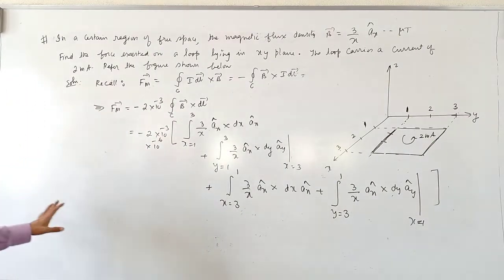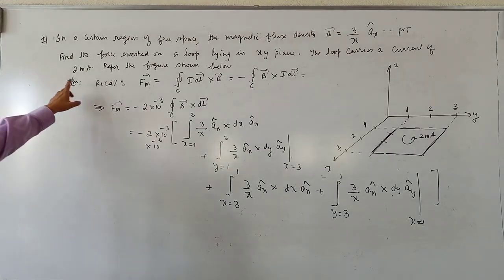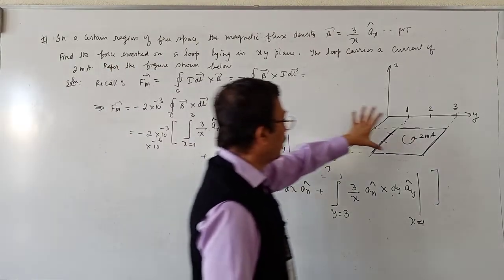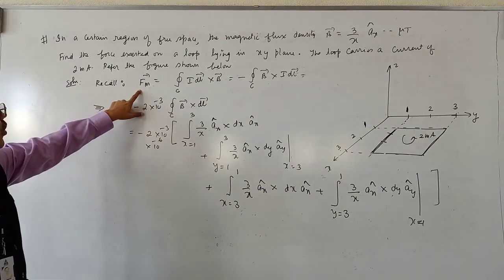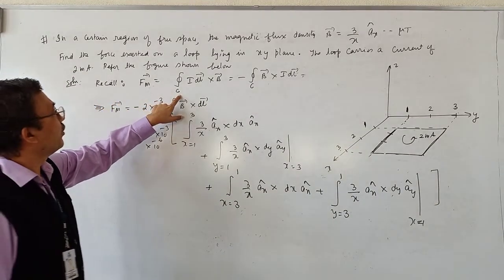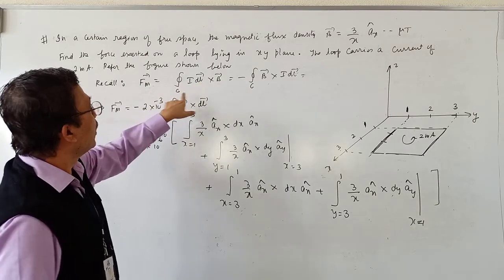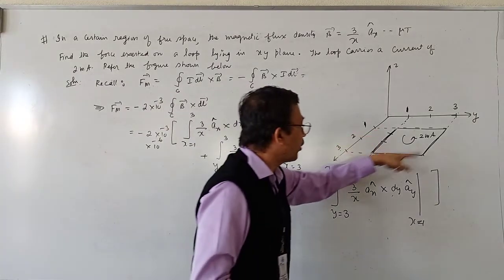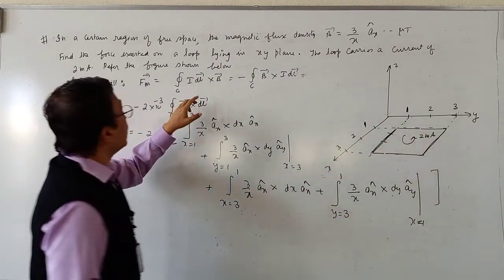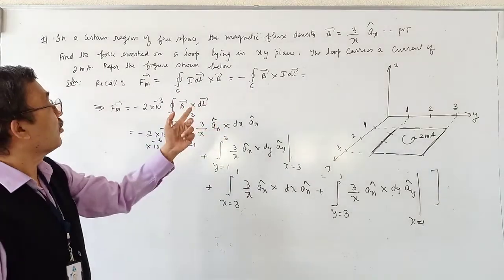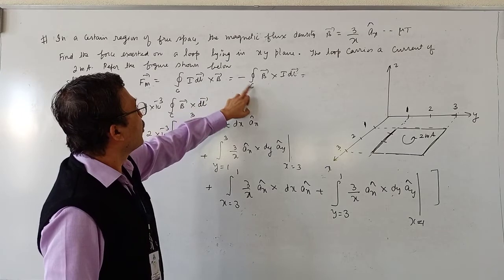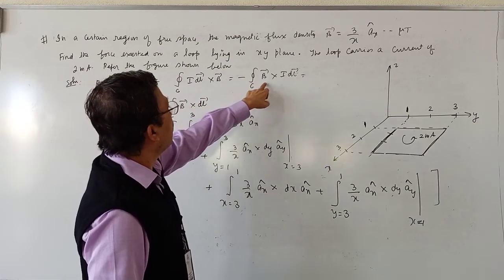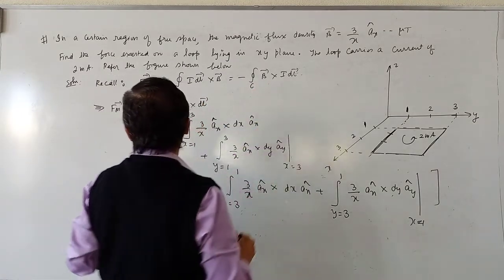I repeat what I have done. We have to refer to this figure for doing the problem. This relation: vector F is equal to the contour integral over C of vector dl cross B. Here the contour is the rectangular path. A cross B is minus B cross A because the cross product is not commutative. Therefore, I have written minus the contour integral over C of vector B cross vector dl.